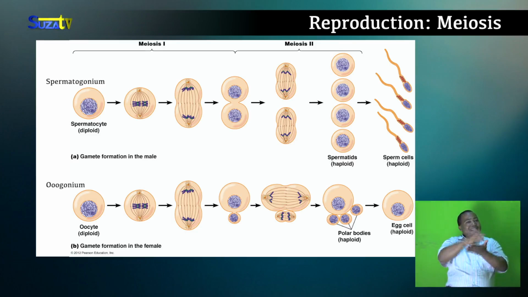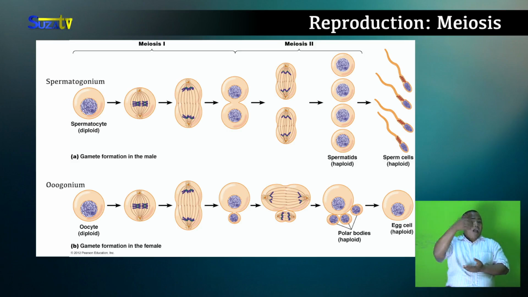The primary spermatocyte with the diploid number of chromosomes then undergoes the first meiotic division to produce the secondary spermatocytes. Both secondary spermatocytes enter the second meiotic division to form 4 spermatids. The spermatids formed later on will differentiate into sperm with the haploid number of chromosomes.